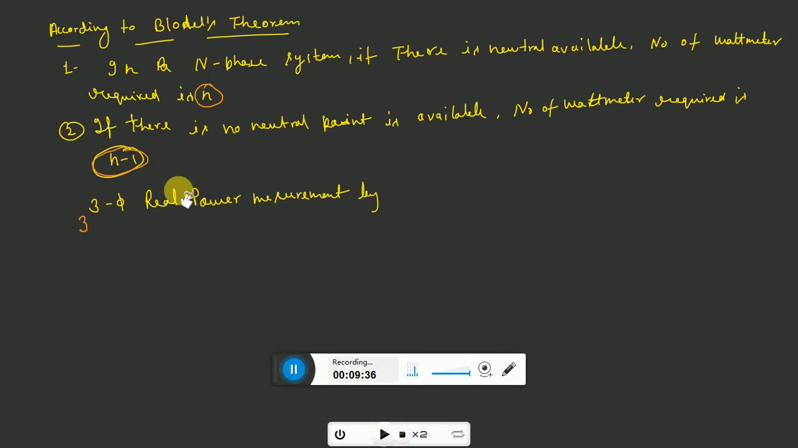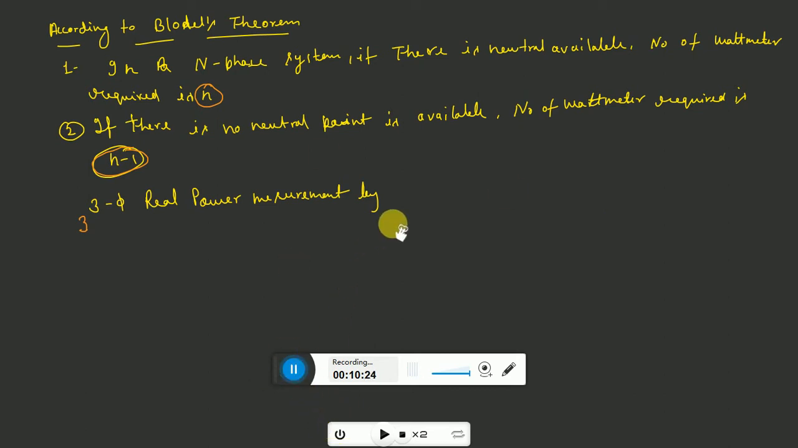Here the power is measured with the help of the 2 wattmeter method. Basically, in the 2 wattmeter method we calculate the power of a 3-phase system in which neutral is unavailable. With the 2 wattmeter method we calculate the real power, the reactive power, and we also calculate the power factor of the load and the phase angle of the load.